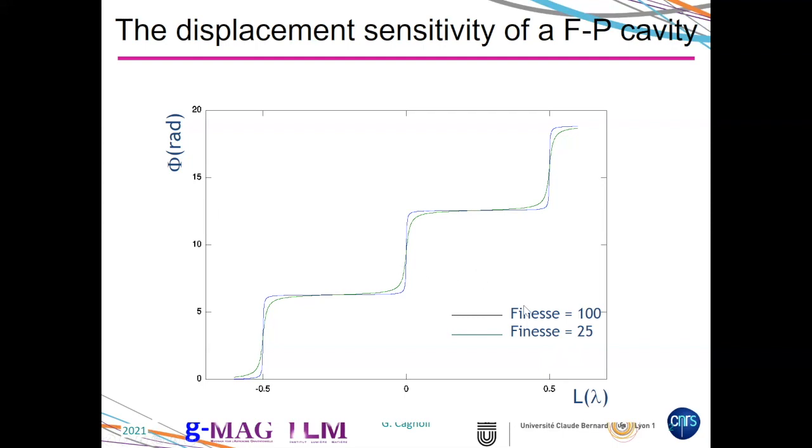like the finesse. So in practical terms, you should calculate the equivalent number of bounces that the light makes up and down in the cavity, and this number is proportional to the finesse, is close to the finesse, and then you have to multiply this by 2k, and this will give you the sensitivity of the cavity.